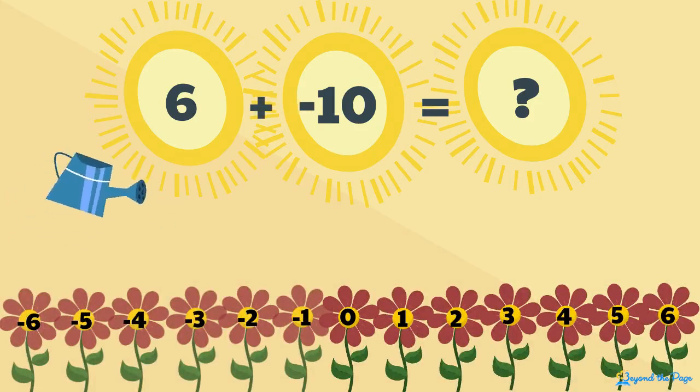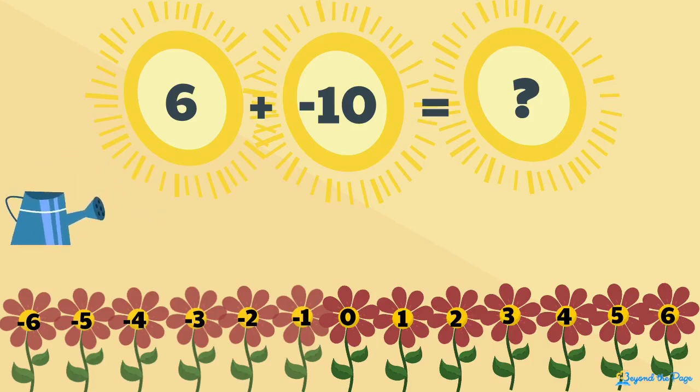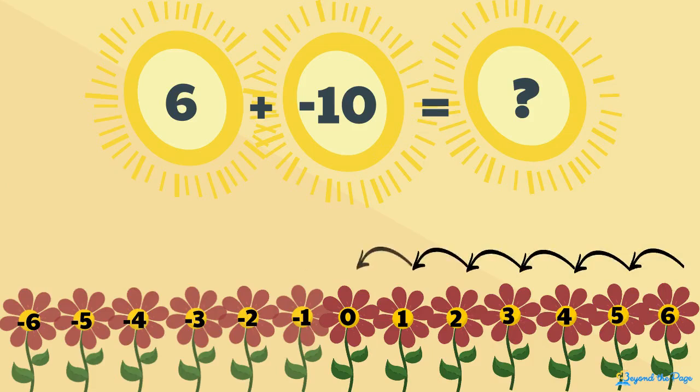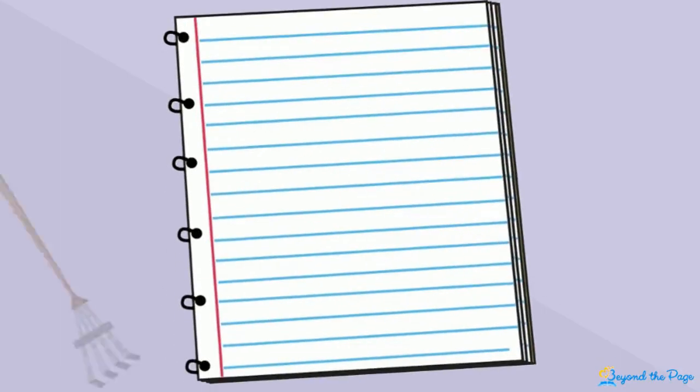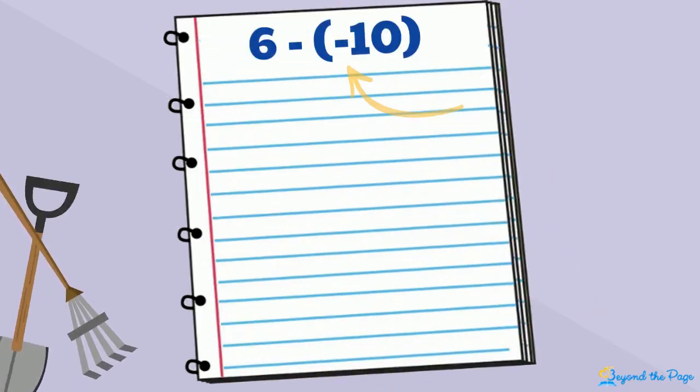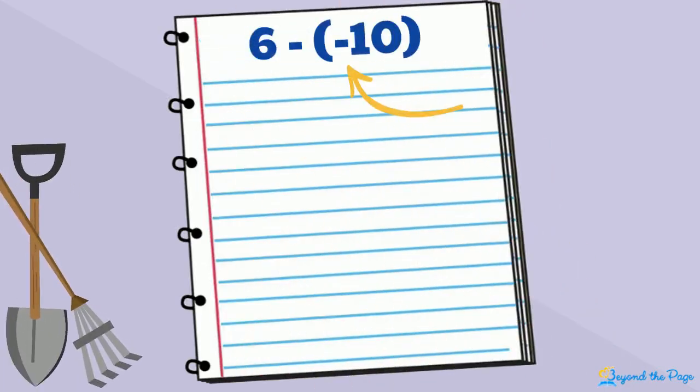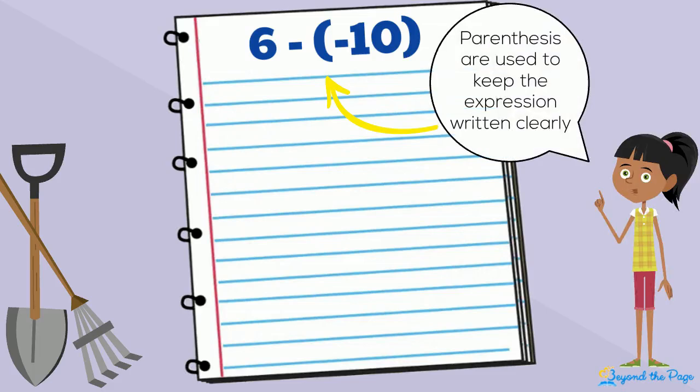or 6 plus negative 10. Using the rules for combining positive and negative numbers, you know that moving down 10 units from 6 gives you an answer of -4. This same process can be used when the number behind the subtraction sign is negative. Notice that the negative number that follows the subtraction sign is written in parentheses. This is often, but not always, done in order to help keep the expression written clearly.